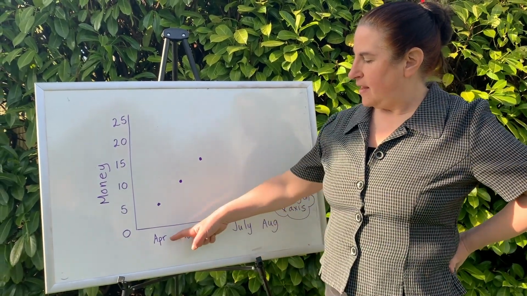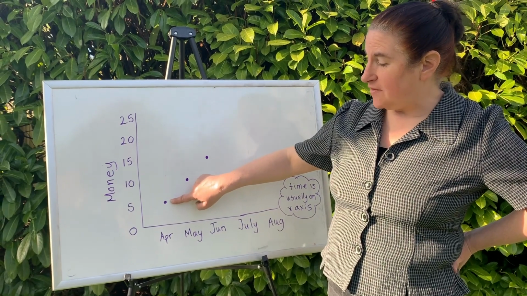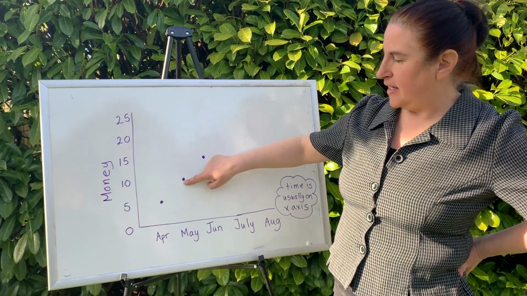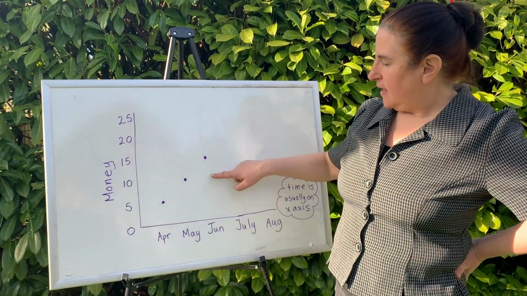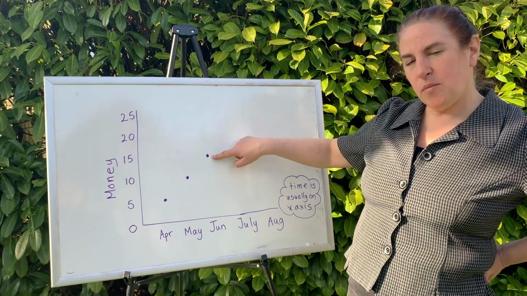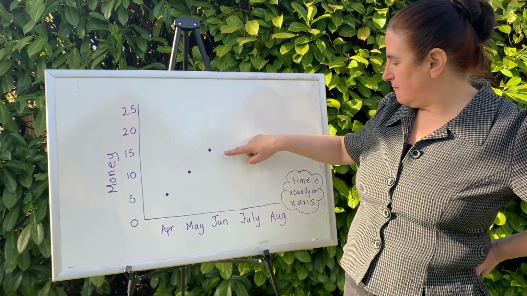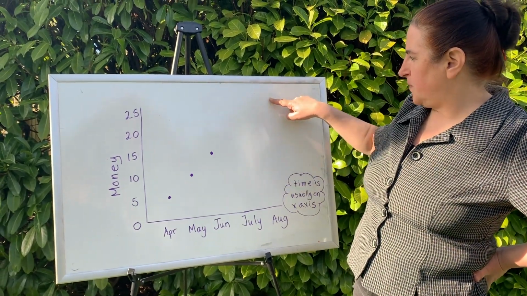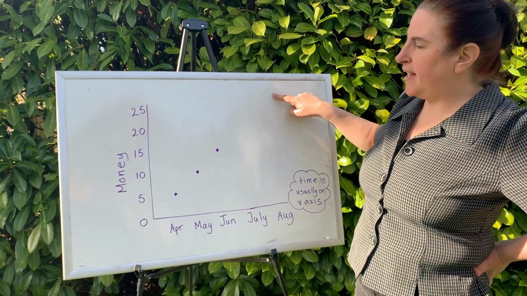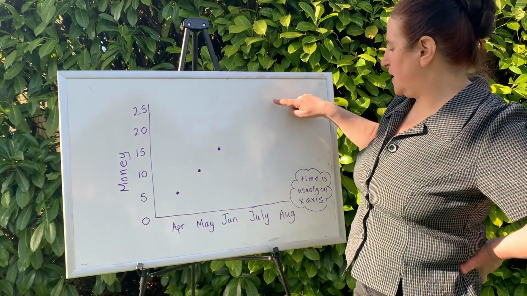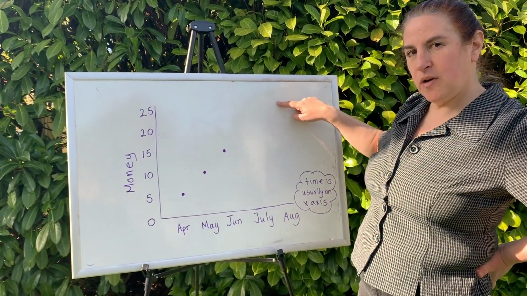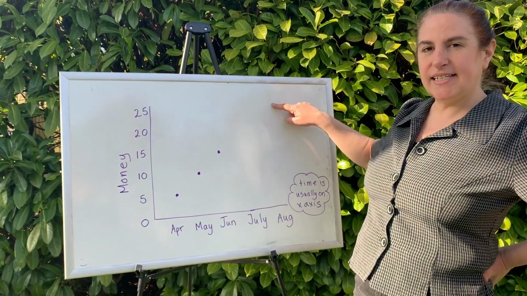Well, we see he made $5 in April. If I give him $5 more in May, he will have made 10. In June, if I give him $5 more, he will have made 15. But how much will he have made by August? 2 more months go by, and he gets 2 more $5 bills. We can predict that in August, he will have made $25 cutting my grass.